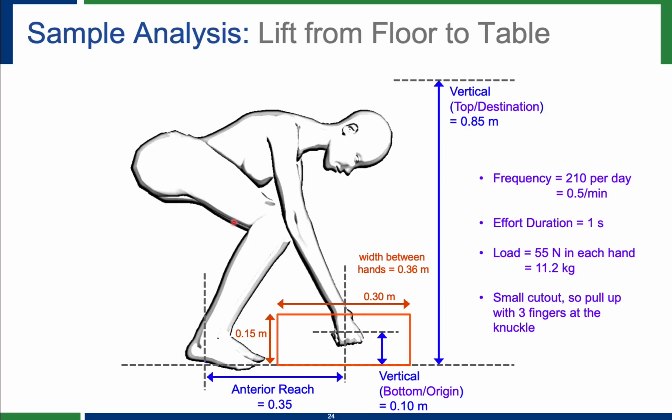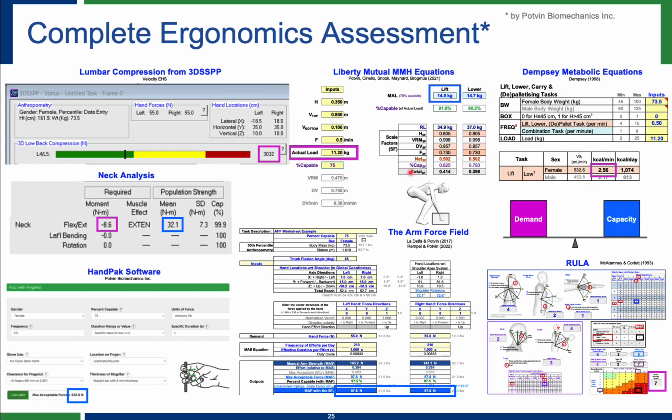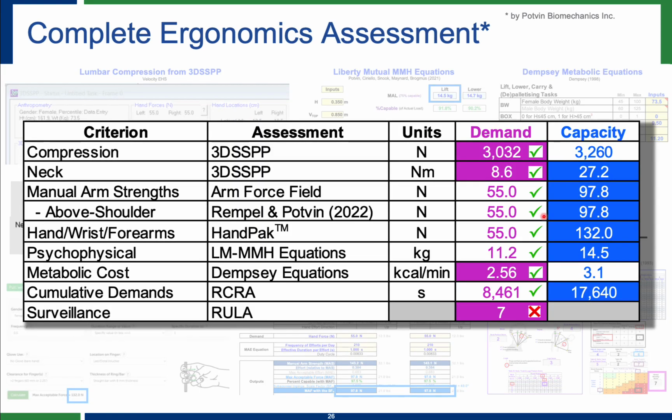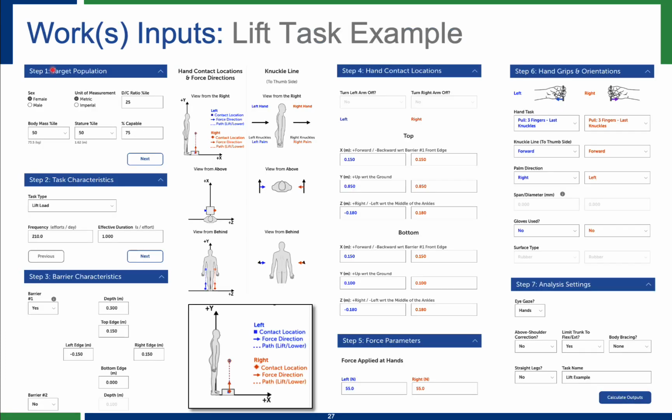So if we use the work software and we come back here and we take these inputs, if you remember, we had a lot of work that we needed to do to calculate all the demands and capacities so that we could make a decision about this task. In the work software, I do a whole video on this interface, so I won't spend a ton of time on it, but you'd pick your anthropometry, so 50th percentile female. This is lifting a load 210 times a day.